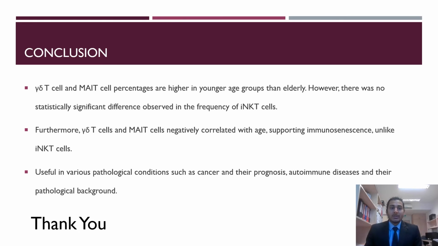The usefulness of this kind of study is in cancer and its prognosis, autoimmune disorders, and various other pathological backgrounds, because sometimes we have data but we don't have the normal ranges and a normal population to compare with. In the case of the unconventional T cells, it becomes more important because these populations are very small in number. However, they have a significantly effective role in various immune-mediated disorders.